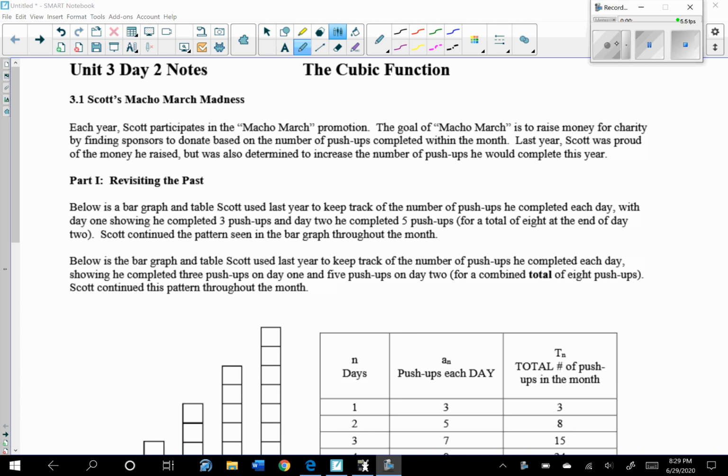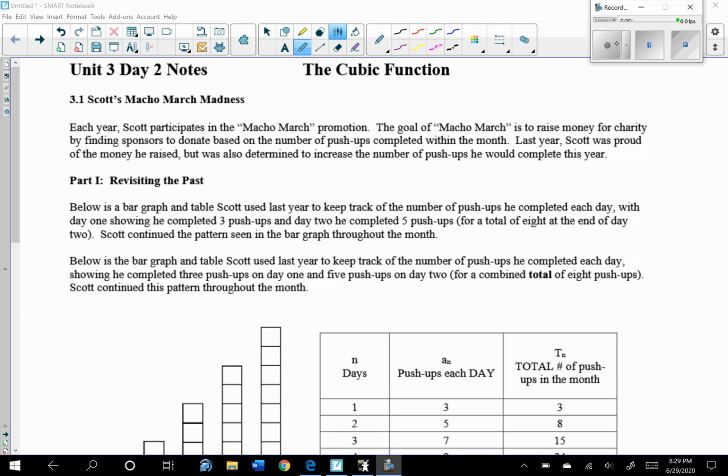Okay, today we're going to talk about the cubic function, and we're going to talk about using explicit and recursive form again. So each year, Scott participates in the Macho March promotion. The goal of Macho March is to raise money for charity by finding sponsors to donate based on the number of push-ups completed within the month.